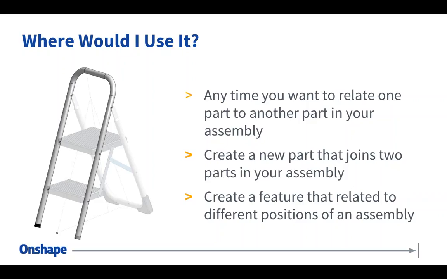Question, two or more parts in an assembly? Absolutely, you can have as many parts in the assembly as you'd like. Okay, so where would I use it? Again, anytime you want to relate one part to another in an assembly, anytime you want to create a new part that's contextually tied to maybe two other parts, and create a feature that's related to different positions. I think these are all good examples of using in-context design.